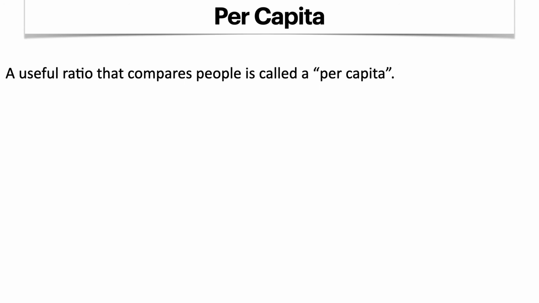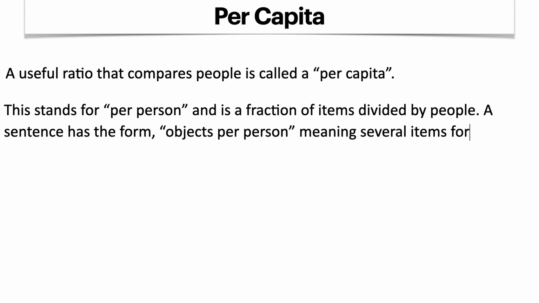Next idea I want to look at is per capita. A useful ratio that compares people is called per capita. Per capita, I believe, comes from the Latin phrase in Roman times. It has to do with per person, meaning people in the population. So this stands for per person and is a fraction of items divided by people. A sentence has the form objects per person, meaning several items for one person.